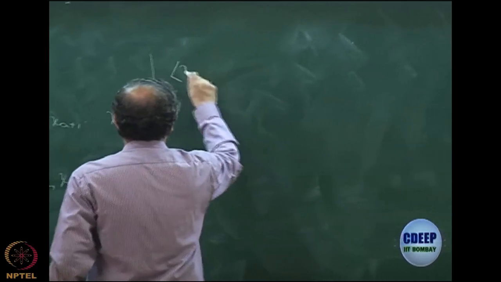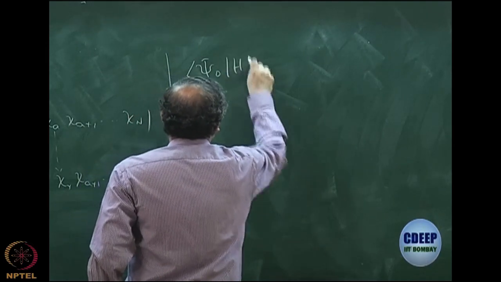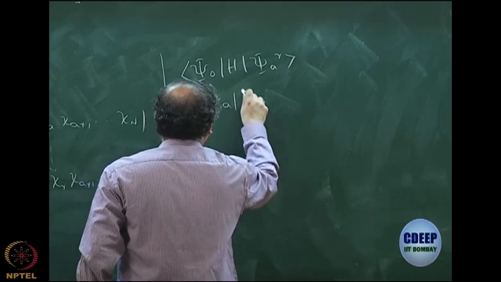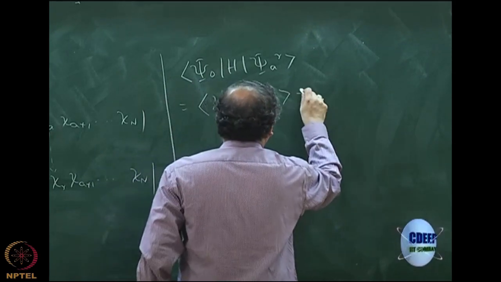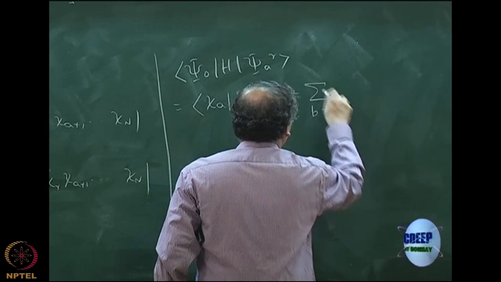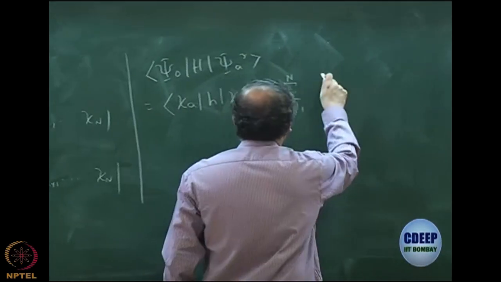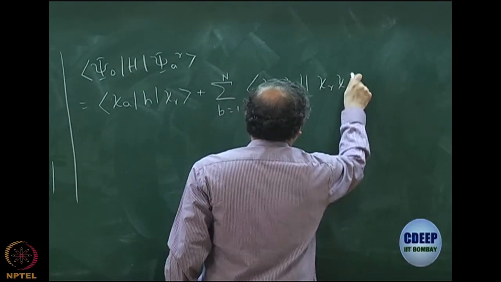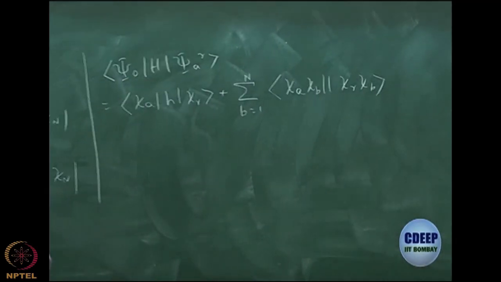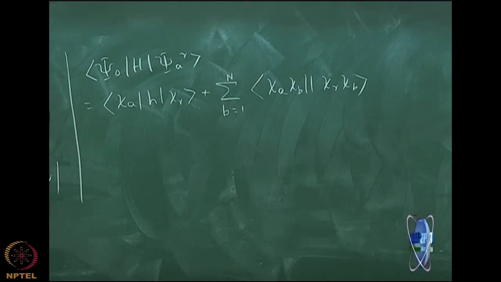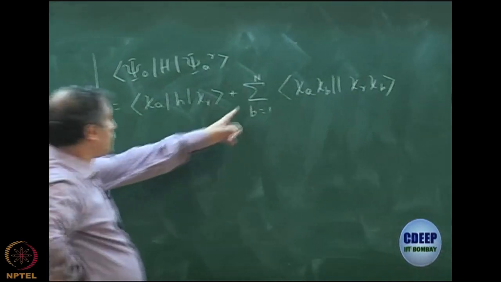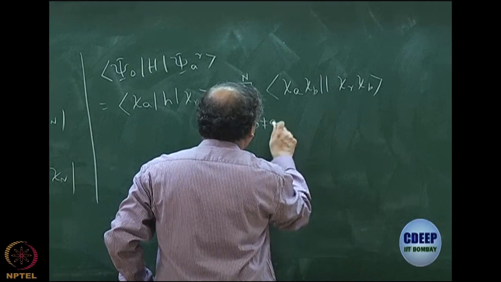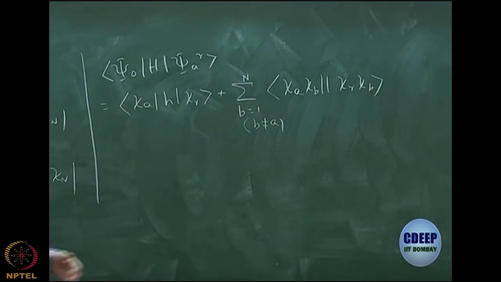The Slater rules now say that psi naught h psi a r is nothing but chi a h chi r plus sum over b equal to 1 to n, chi a chi b antisymmetrized chi r chi b. Is it clear? Obviously, I have written b equal to 1 to n, but b cannot actually be equal to a. So, I can say b not equal to a, and obviously, b is not equal to r also anyway. They would become 0.